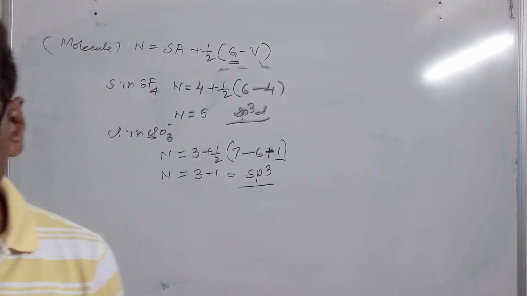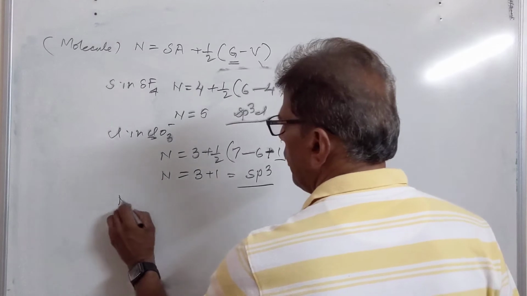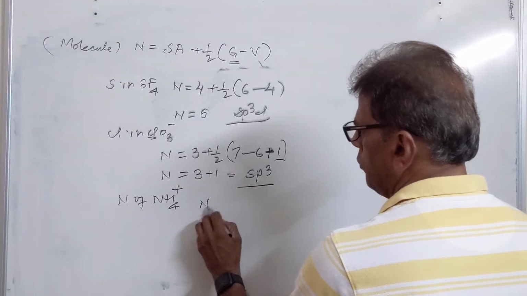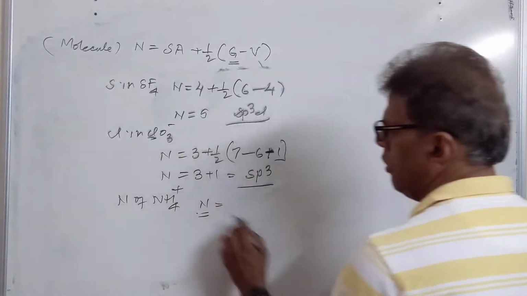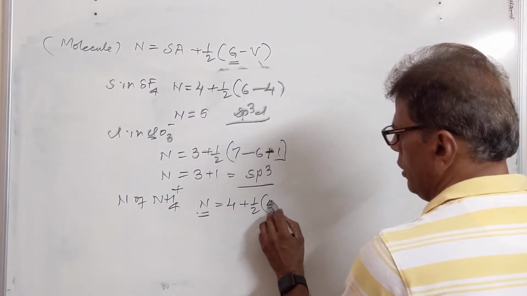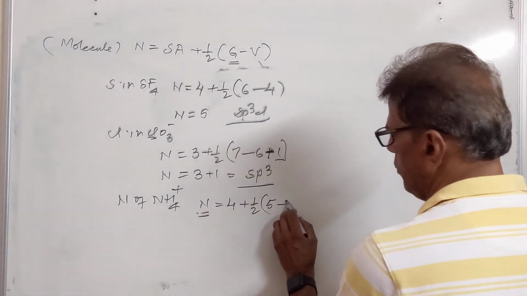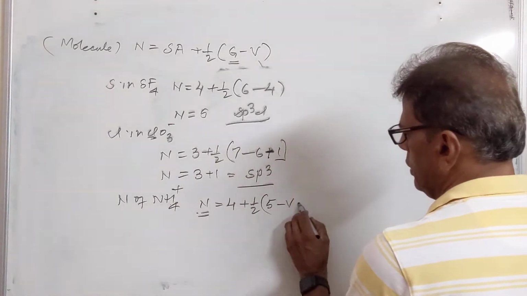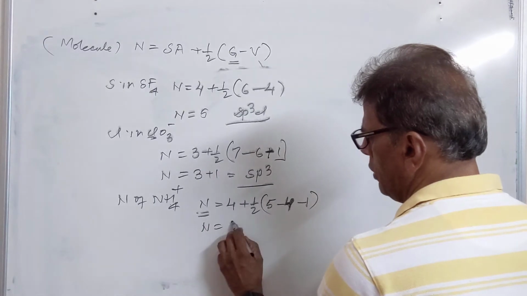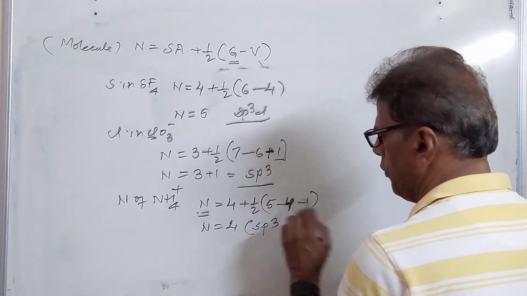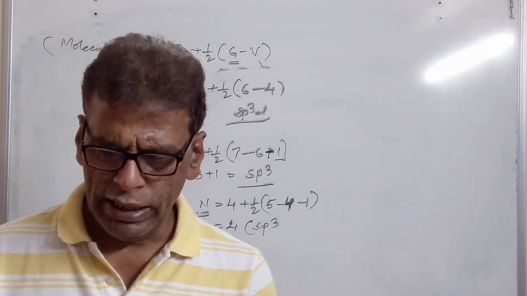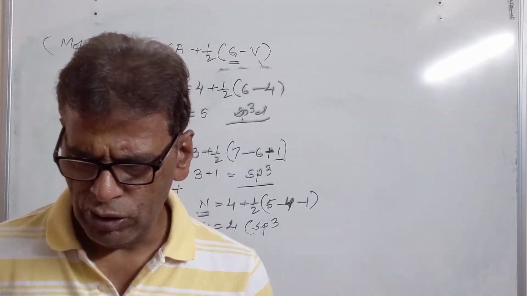Then we come to the hybridization of nitrogen in the ammonium ion. Here we are calculating n, the number of hybrid orbitals. Surrounding atoms are 4, plus half of the valence electrons in nitrogen, which are 5, minus the valency, which is 4. This is minus 1. So we will have 4 orbital hybridization, that is sp3 hybridization in this case. So in this manner we can calculate the hybridization in neutral molecules as well as cations, as well as in the case of anions.